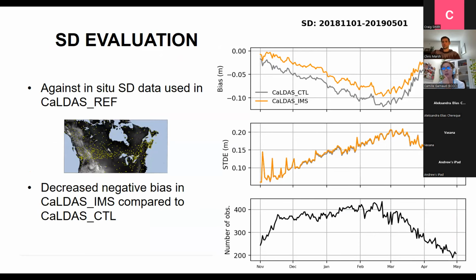So let's start with the evaluation of snow depth. First, we base this evaluation on the in situ snow depth data that is used in CalDAS ref. So you won't see CalDAS ref in these figures because it would be too incestuous. You have CalDAS control in gray and CalDAS IMS in yellow. The first box is bias, then standard deviation of the error, and then the number of observations used to produce these figures. What we see is that CalDAS IMS improves the bias by decreasing the negative bias that we see in CalDAS control, and it has a very neutral effect on the standard deviation of the error. So this bias being improved throughout the year, throughout the domain, is a very positive point.